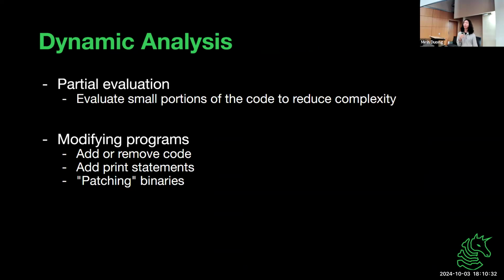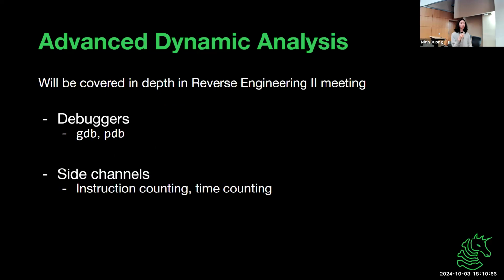For dynamic analysis, we can evaluate different parts of the code. If you have a small chunk and you want to see what its value is, you can just run that directly. Or we can modify the program itself. If it's a Python file, then you could just modify it directly. Or if it's a binary file, you might have to patch it. For patching and those kinds of things, you'd need debuggers like GDB. PDB is the Python version of GDB. Or some more advanced things would be side channels, and these will be covered in the next meeting.